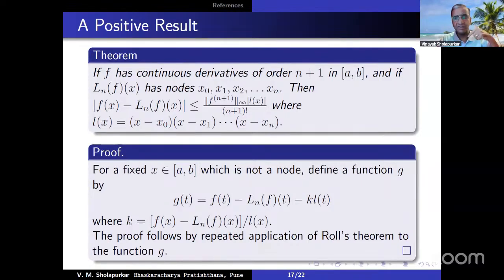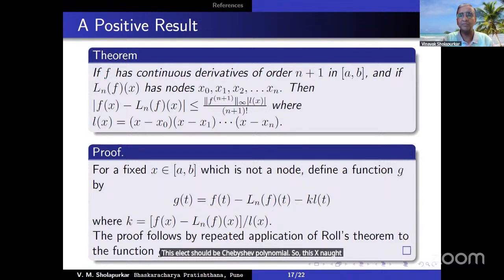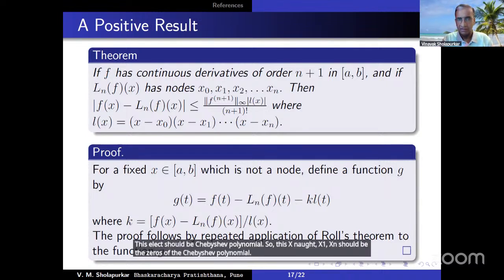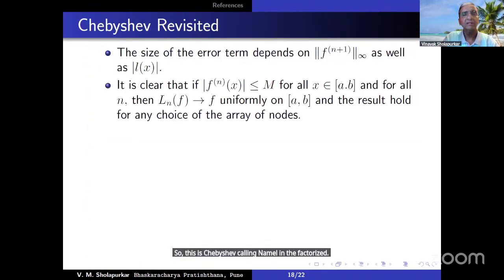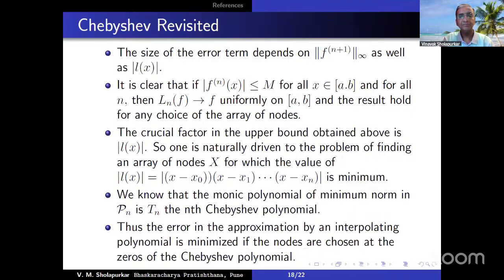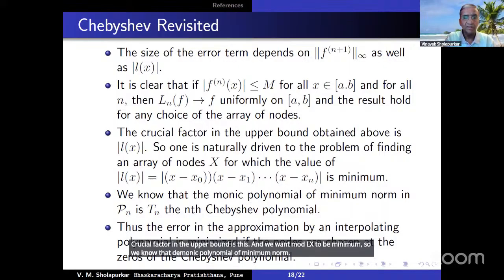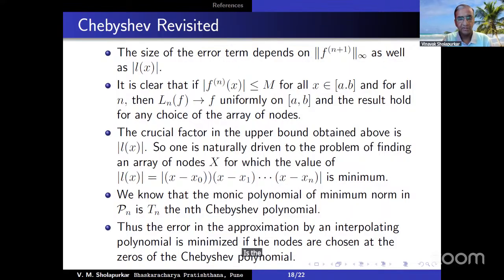This Lx should be the Chebyshev polynomial. So x0, x1, xn should be the zeros of the Chebyshev polynomial, so this is the Chebyshev polynomial in factorized form. The crucial factor in the upper bound is this, and we want mod Lx to be minimum. So we know that the monic polynomial of minimum norm is the Chebyshev polynomial.